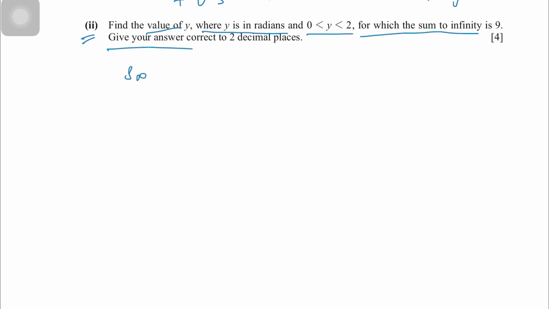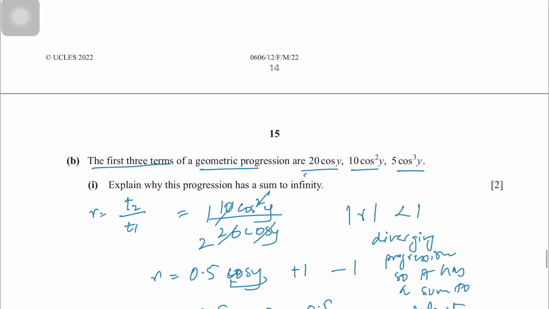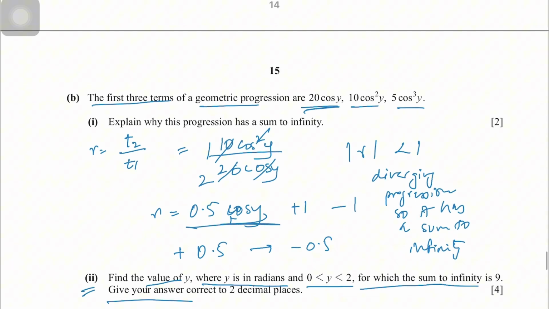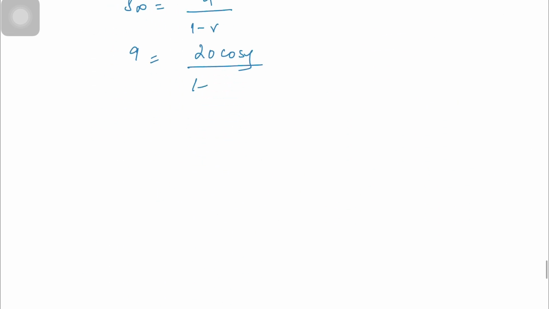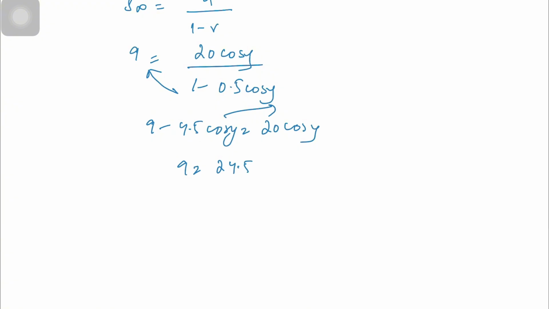So our sum to infinity can be written as a over 1 minus r. Our sum to infinity is 9. Our a is basically 20 cos y as per above. Our r is basically this. This is 1 minus 0.5 cos y. This will be multiplied over here, so this would be 9 minus 4.5 cos y. And then 20 cos y will go over there. So this would be 9 equals 24.5 cos y. This would be divided, so this would be 9 over 24.5.